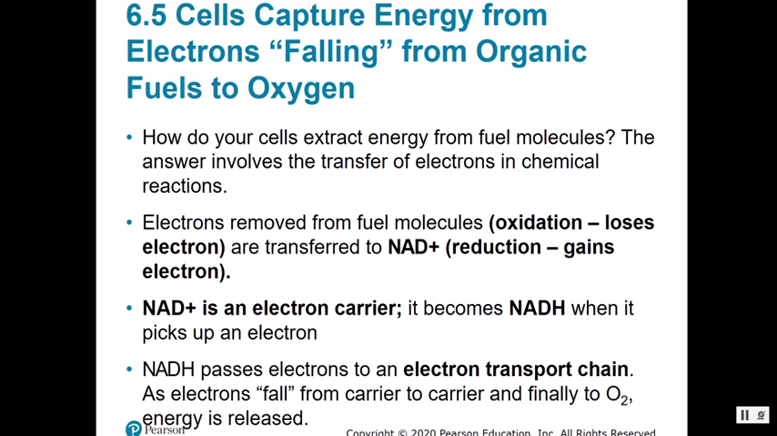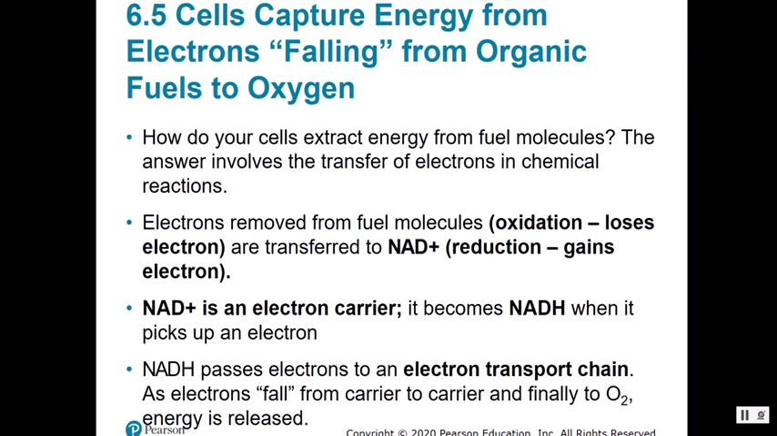Define oxidation and reduction. So how do your cells get energy from fuel? Like, we know we have to eat, we get that, but how do we do that? Well, it involves transferring electrons from one thing to another in reactions. So electrons are removed from fuel, all right?